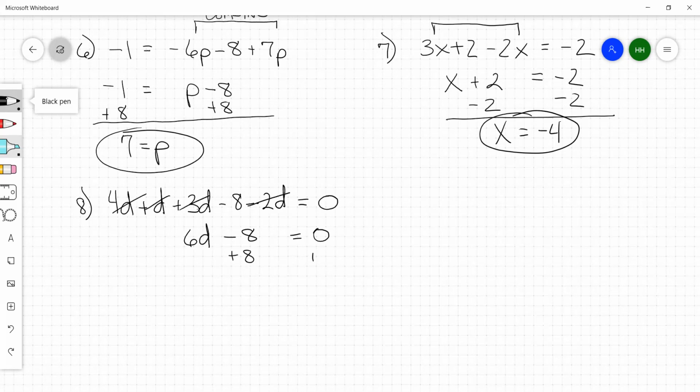You can add 8 to each side. So your 6d is equal to 8. Don't start acting up on me, pen. And you can divide both sides by 6. Eight divided by 6. 1.33. That's either 4/3 or 1.33.